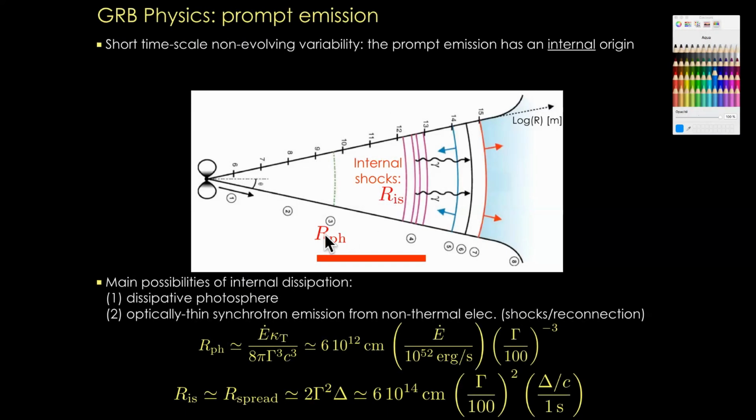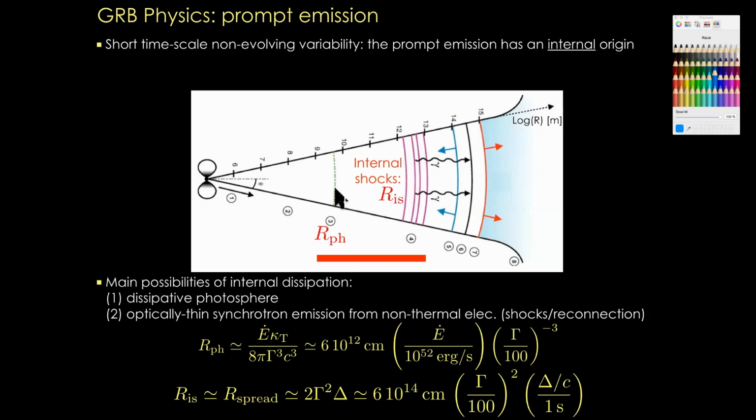Okay, so now I know where the ejecta becomes transparent, and I have also estimated where dissipation mechanisms like shocks or reconnection could occur. I will discuss later how this dissipation leads to gamma ray emission. Here I'm focusing on the characteristic radius in the model. And so finally, there is a last stage in the evolution of my ejecta.